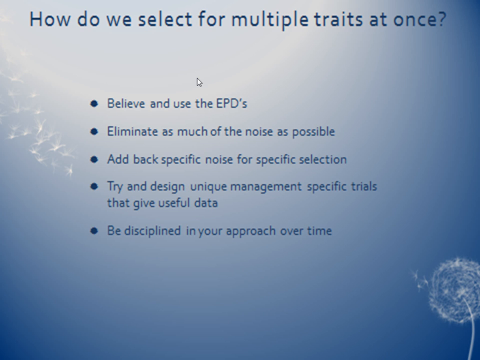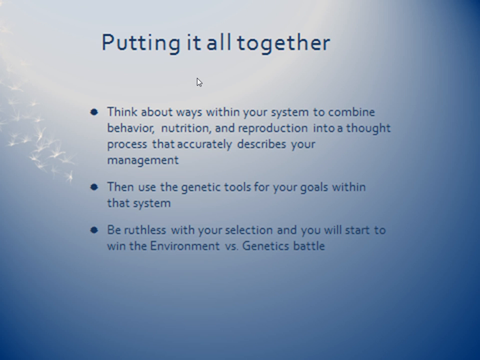Be disciplined in your approach, and don't forget that it takes 5 years to turn a generation, and you'll make real progress. So in putting a system together, you have to combine behavior, nutrition, and reproduction, but the hardest thing is you have to put it in a thought process that accurately describes your management, and most of us don't want to look in the mirror.